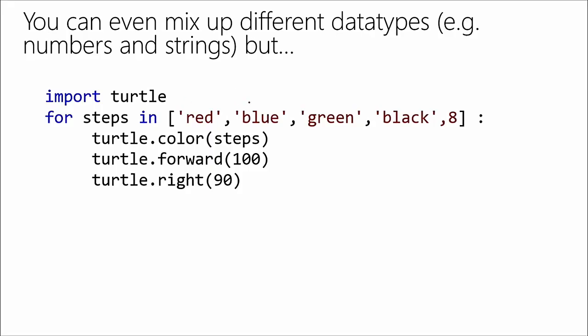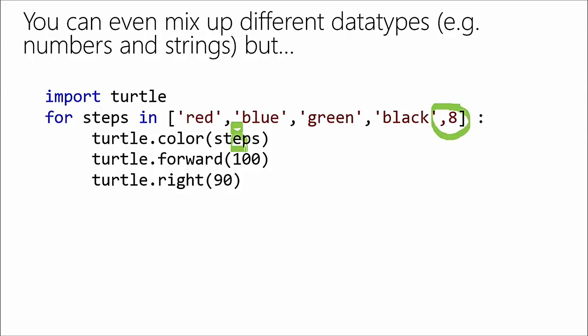You can actually mix up different data types when you are specifying explicit values. So in this case, I'm saying red, blue, green, black, and 8. But there is a little problem with this. If I execute this code, when I say change the color of the pen to 8, Turtle's going to be really confused and go, what color is 8? So 8 is not a valid color, and so this would actually crash my code.